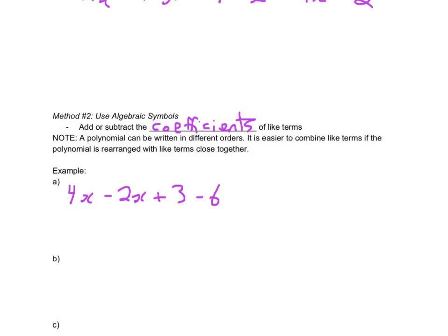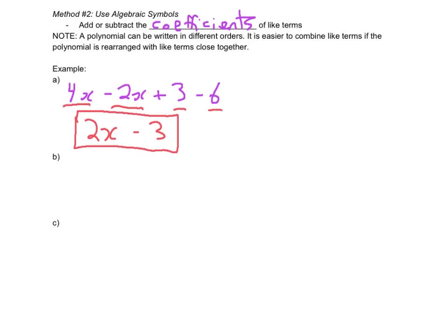Okay, and very simply then you add or subtract the coefficient. So the coefficient on this term is 4, coefficient on this term is negative 2, so I combine 4 and negative 2. That's going to leave me with 2, and we keep that same variable part, so 2x, and over here I've got the 3 and the negative 6. I just combine those, so that it ends up being negative 3. So very simply I've got 2x minus 3. You can go back and check that's exactly what we got last time.